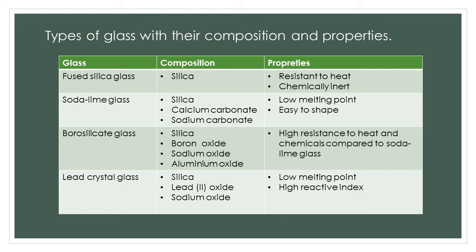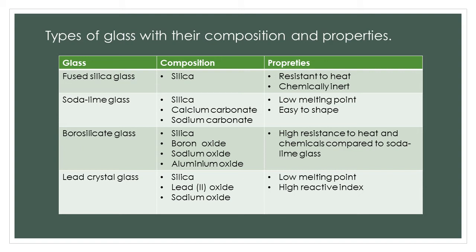The next type of glass is borosilicate glass. Borosilicate glass is made out of silica, boron oxide, sodium oxide and aluminium oxide. So what is the property of borosilicate glass? It has high resistance to heat and chemicals compared to the soda lime glass. But still, it cannot compete with the fused silica glass.